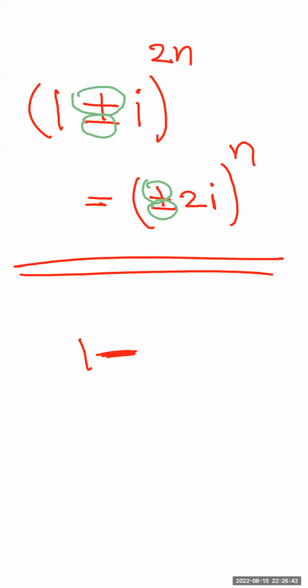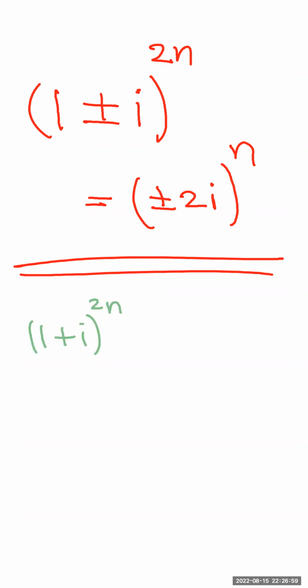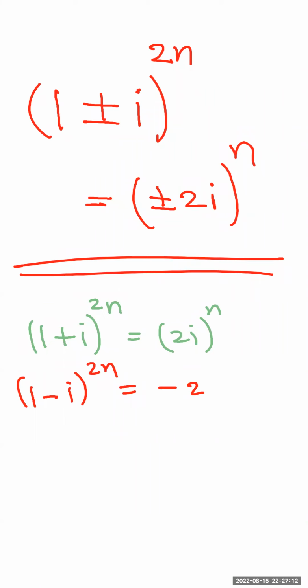I'll show you again, don't worry. Concentrate well on the rule first. So here, (1 plus i) to the power 2n will equal (2i) to the power of n. I will write it in this form, as a separate formula. And the second one: if it's (1 minus i) to the power of 2n, it will equal (negative 2i) to the power of n. Clear, guys? So these are very important rules.